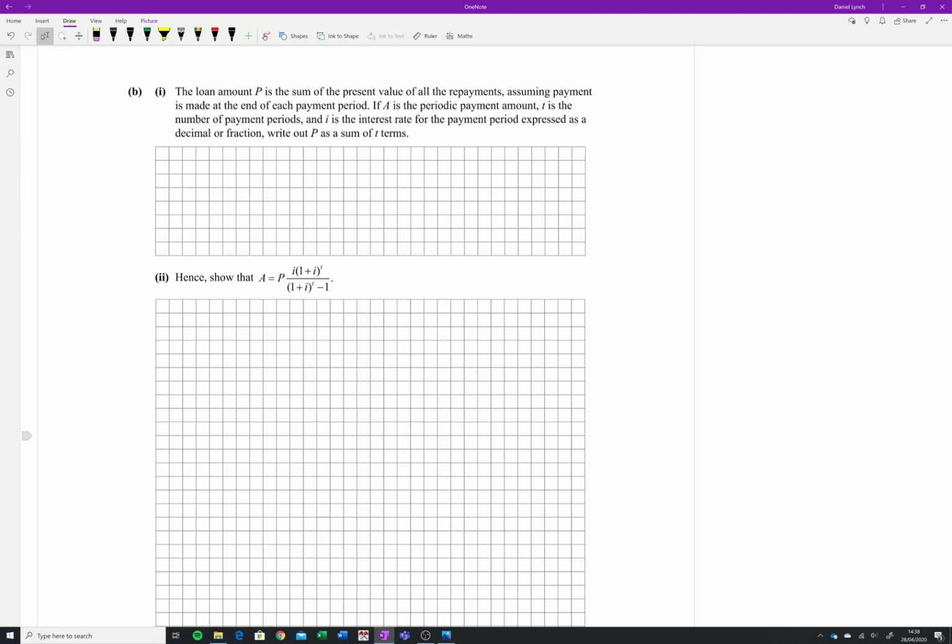The loan amount P is the sum of the present values of all of the repayments, assuming the payment is made at the end of each payment period. If A is the periodic payment amount, T is the number of payment periods, and i is the interest rate, write out P as a sum in terms of that.